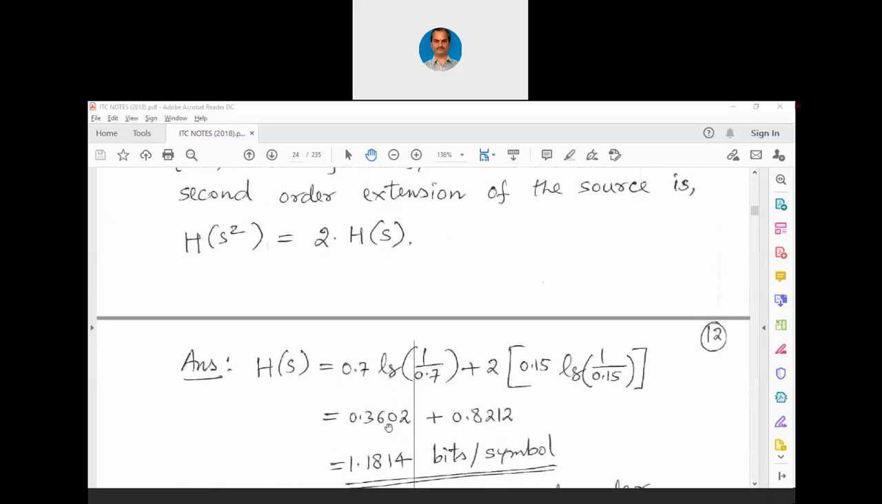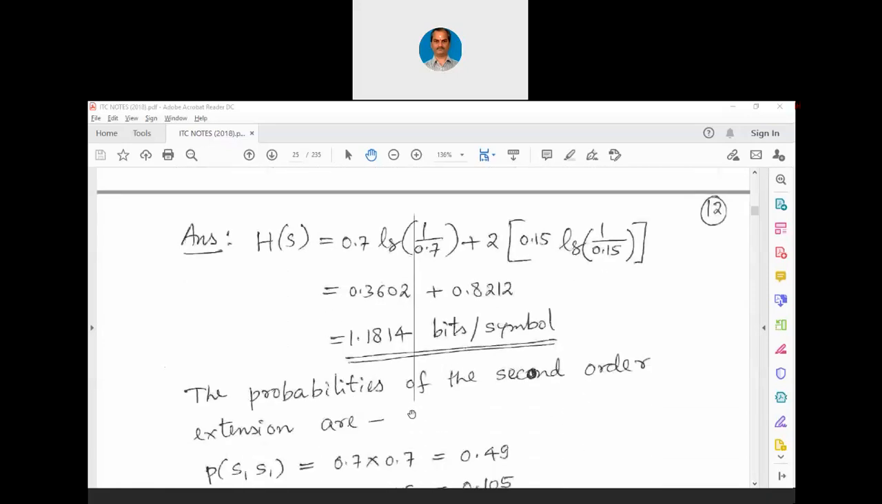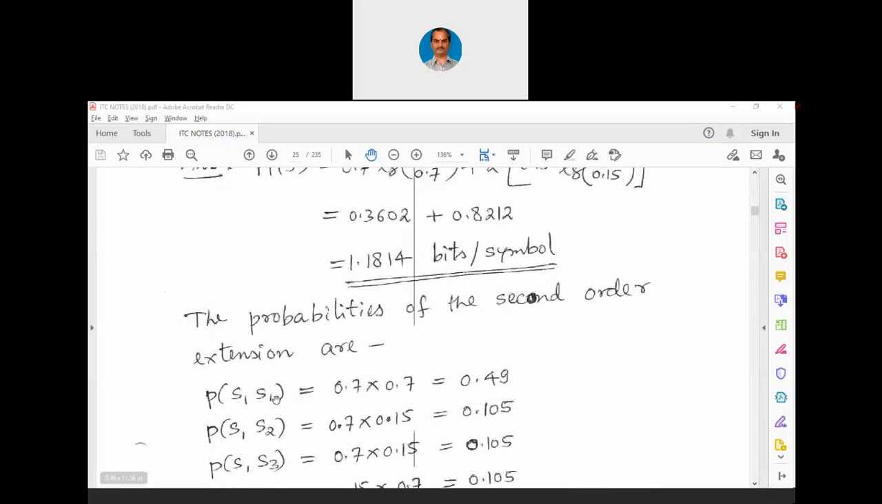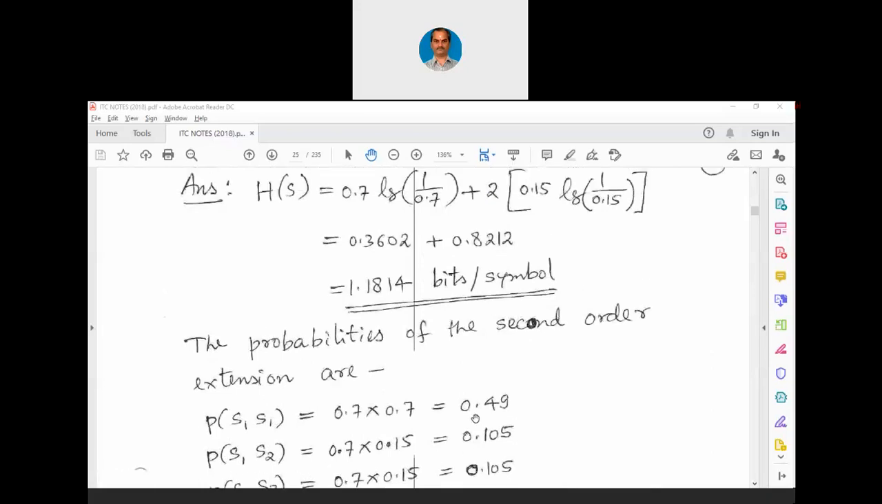So let us find out H of S now. H of S is 0.7 Lg of 1 over 0.7 plus 2 into 0.15 Lg of 1 over 0.15 plus 0.1 Lg of 1 over 0.1, as the information is given, and H of S is 1.1814 bits per symbol. The probabilities of the second order extension are written this way: P of S1 S1, P of S1 S2, P of S1 S3, and that way it goes on. This is an extension, this is not a breaking up. Please understand that. So P of S1 S1 equals 0.7 into 0.7 equals 0.49.